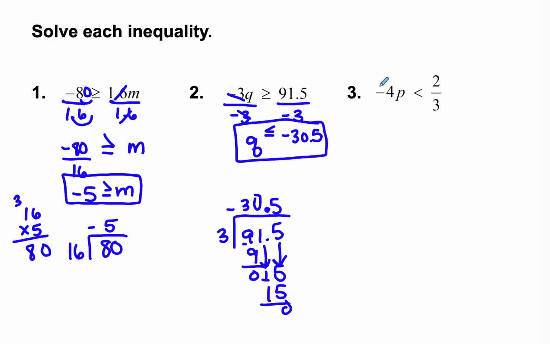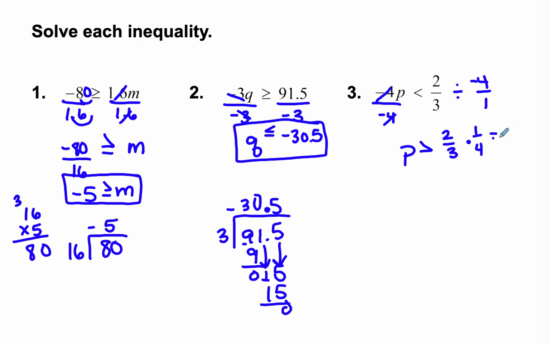All right, and number 3, negative 4 times p is less than 2/3. To get rid of the times negative 4, we're going to divide by negative 4. Over here, I'm going to write it this way, since this is a fraction. Divided by negative 4 over 1. All right, so I have p. It's going to become a greater than because I'm dividing by a negative. Then I'm going to do keep, change, flip because I have to divide with fractions. 2/3 times 1 over 4.